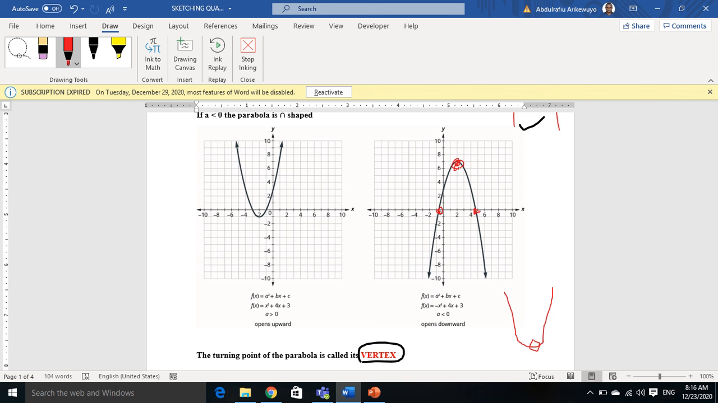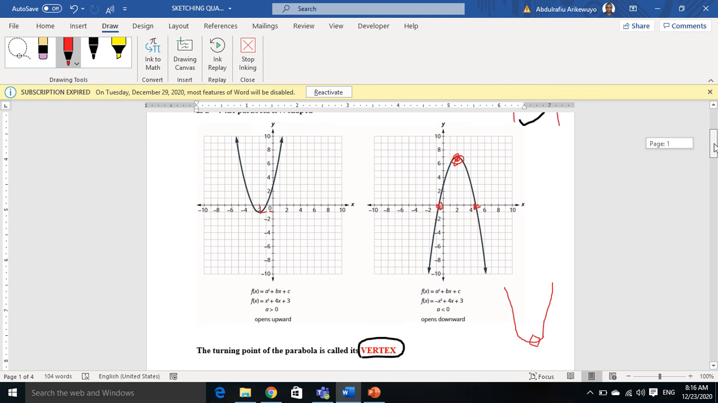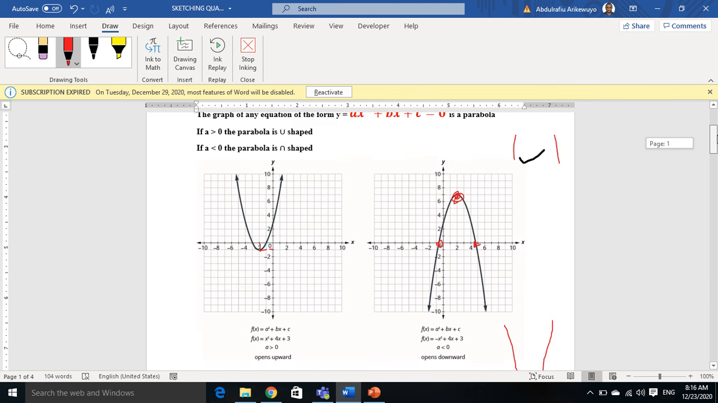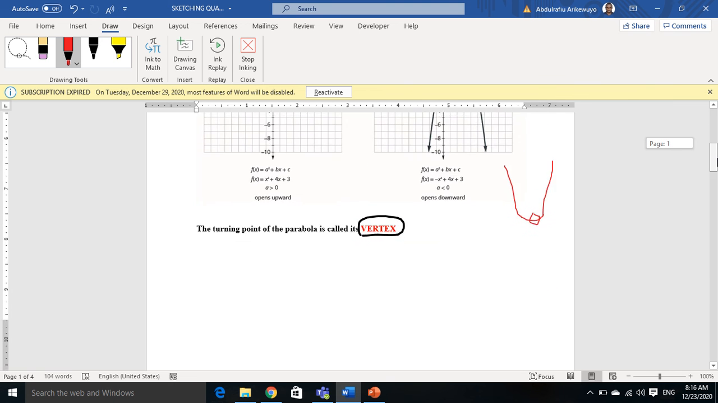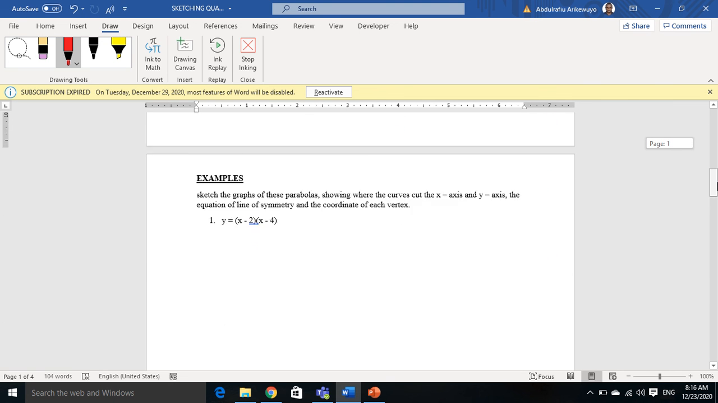So I have told you that a vertex is actually the turning point, which is this. And as you can see, if we take this as an example, on this turning point, there is a value on the x-axis and there is a value on the y-axis. So we are going to get the two values, then use them to sketch the parabola function, the quadratic equation function. Okay, so I think we can take examples now. Let's take example 1.